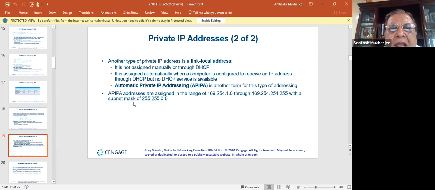The APIPA addresses are assigned in the range of 169.254 with a subnet mask of 255.255.0.0. So this is the subnet mask. The bottom one is the subnet mask. The original one is the host mask.